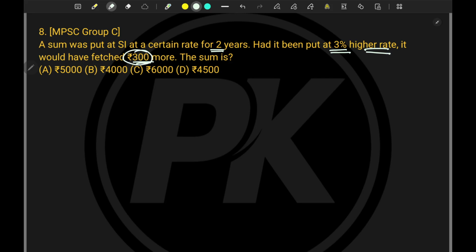So what is this more? More on principal amount, what we are calling simple interest. So here again, I will make 3 columns. Here percentage, here simple interest, and for how many years? It's similar to the last one, right? So here the 3% higher rate is contributing to an extra 300 rupees, which I will call simple interest. And for how many years? For 2 years.